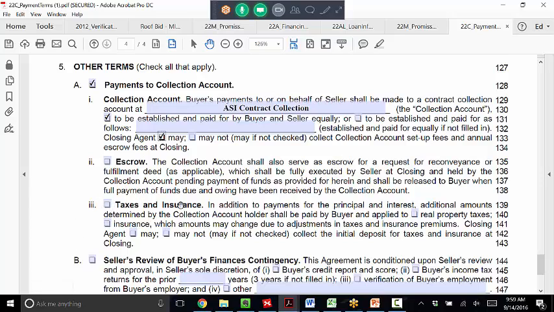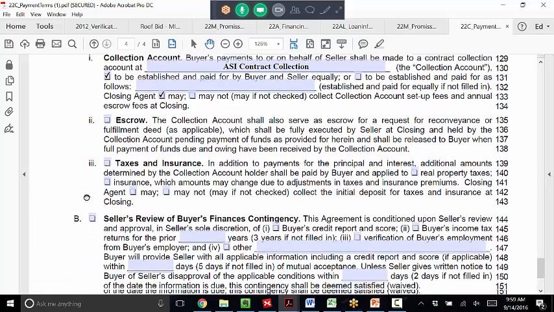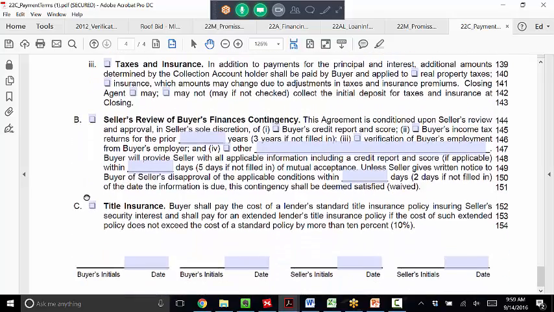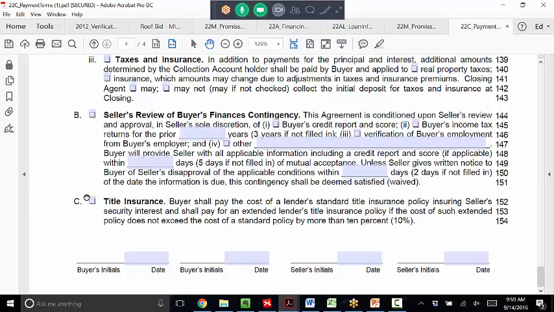Taxes, insurance. Are those going to be included? And if so, how are they going to be paid? Right? Seller review of buyer's finances contingency. This agreement is conditioned upon seller's review and approval in seller's sole discretion of buyer's credit report and score, buyer's income tax returns prior to 2016, right? Oh, for the prior 3 years. Verification of buyer's employment and other, right? You might have divorce decree, previous bankruptcy, things like that. You would want to review those documents.